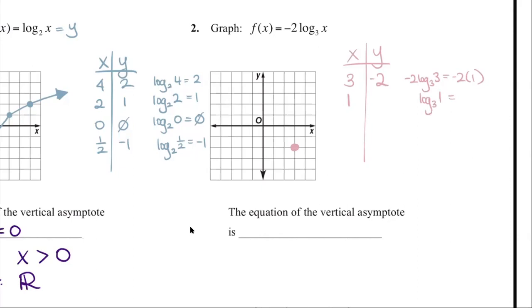Just 1 then? Well, 3 to the first power gets me 3. I want to figure out 3 to what exponent would get me 1. What number should I put in that box? 3 to what exponent gets me 1?